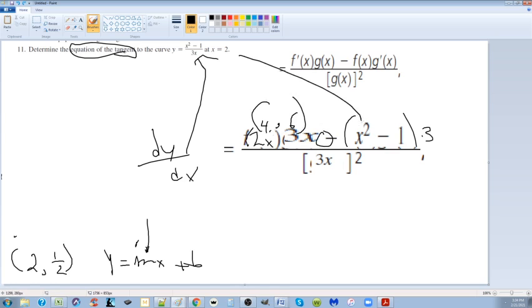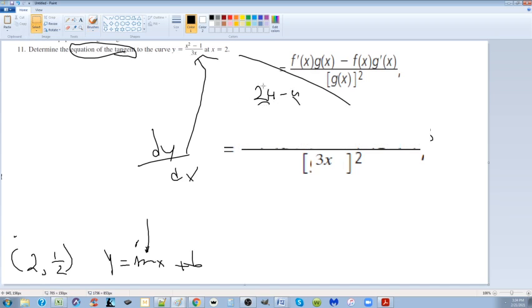When 2 is plugged in there, I get 4 minus 1, I get 3. And 3 times 3 is 9. So I'm going to get 24 minus 9. This is where multiple lines is good, because if I made a mistake on arithmetic, at least I'll get points for doing the graph. So I get 24 minus 9, which is 15.